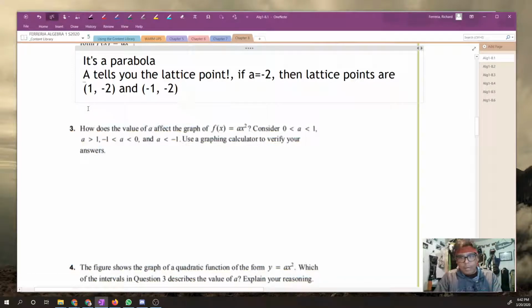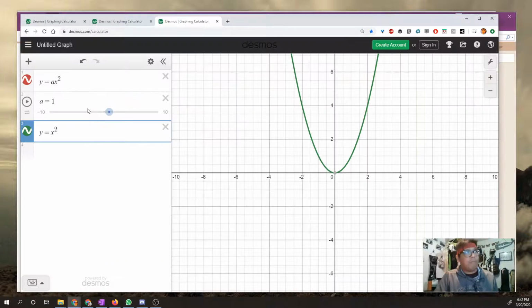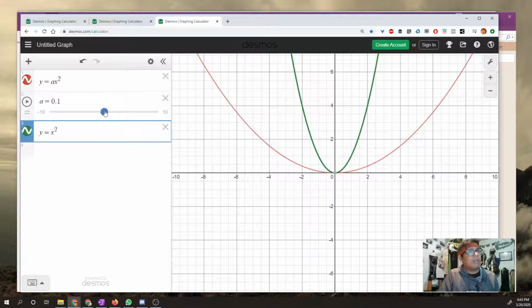Luckily for us, I went ahead and put this on Desmos, and as I slide a, you should be able to see the effect that it has. So first of all, what if I make a big? What a surprise. We get narrower and narrower. The red curve is ax squared. All right, let's reset that. Here's at 1. And then now we're going to go backwards.